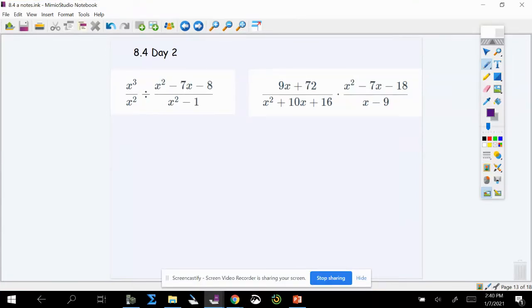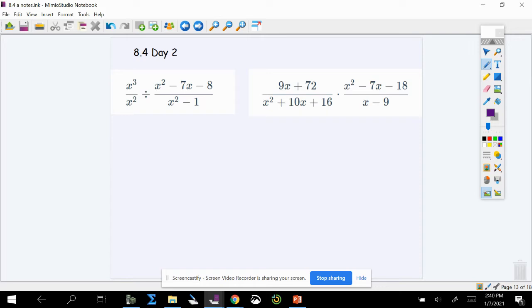All right, so this is day 2 of 8.4. Day 2 is not going to be as long as far as notes, but what I want to do is take the ones that we did yesterday and just extend them a little bit. So we're still looking at rational expressions and simplifying. We're still doing multiplying and dividing, but you're going to notice that some of the expressions are a little uglier or a little bit more than what we did yesterday. I'm really going to focus on the ones that involve factoring.